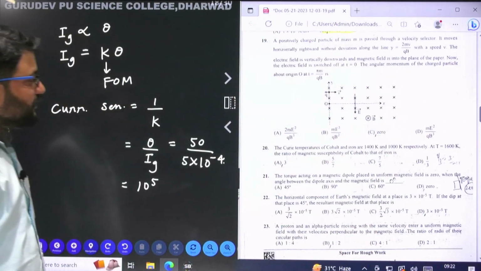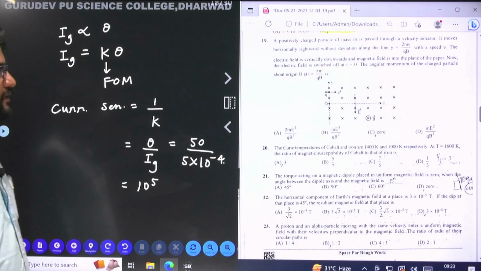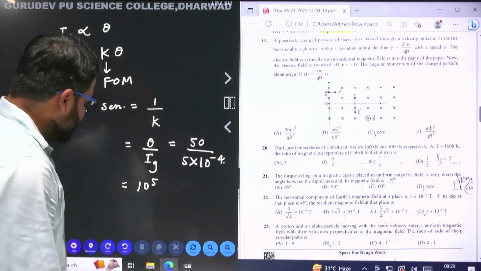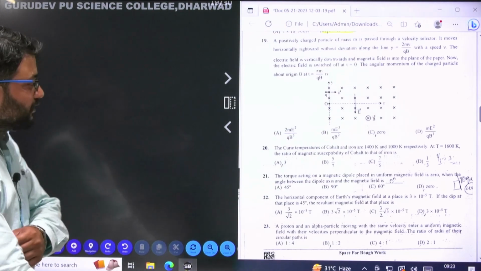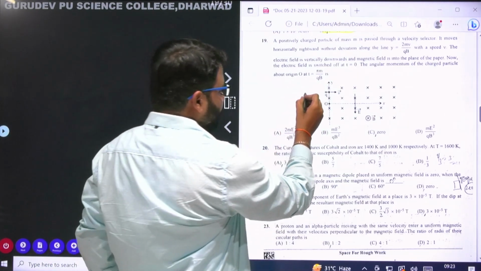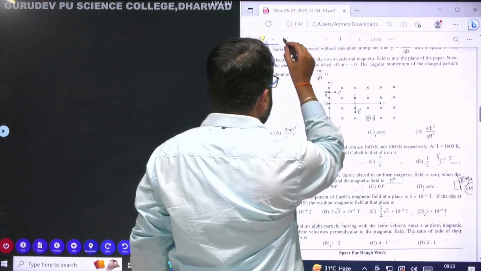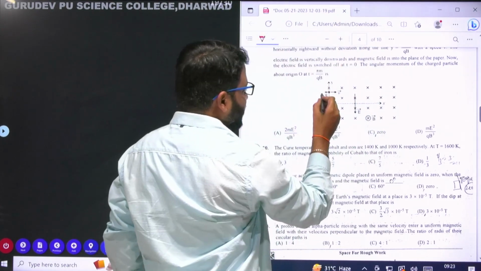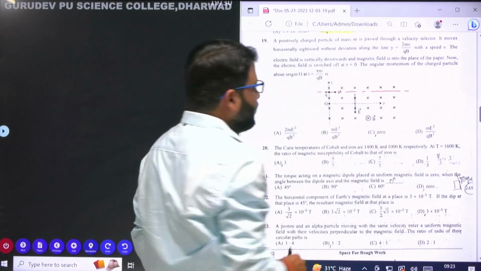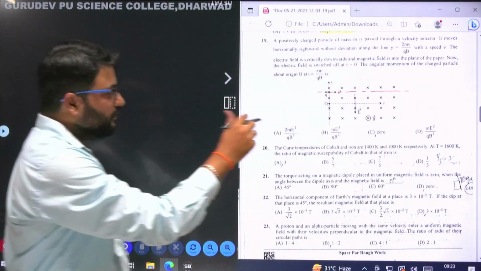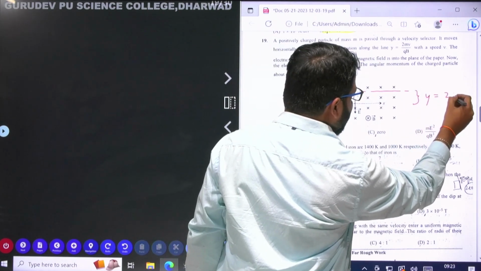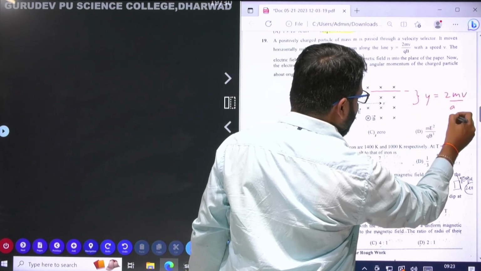The next question is the 19th one. A positively charged particle of mass m is passed through a velocity selector, and it is exactly on the line. As they are saying that it is placed on the line, you can clearly say that the line here has its value all the time. Y value would be 2mv divided by qB.